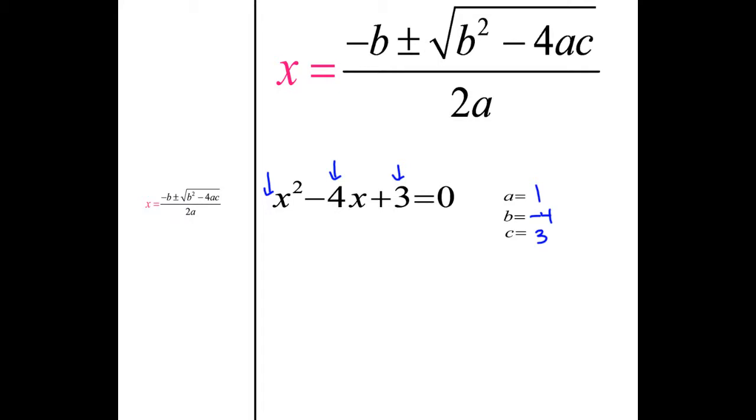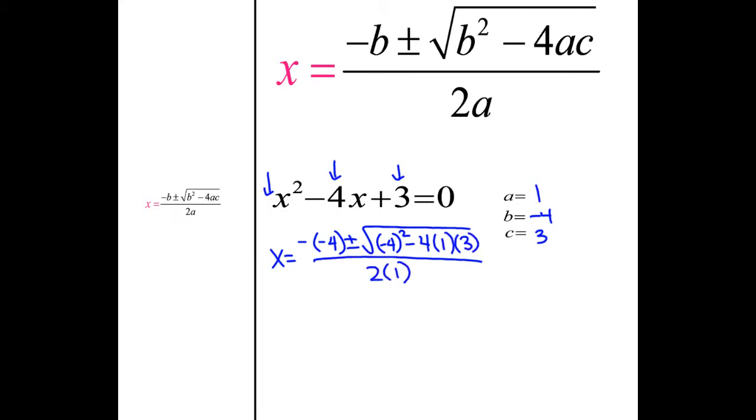Now all we have to do is plug it into our equation. x equals negative b plus or minus the square root of b squared minus 4ac all over 2a. So let's plug it in. Opposite of b, so let's put x equals first. So x equals the opposite of b, which is negative 4, plus or minus the square root of b squared minus 4 times a times c all over 2a.